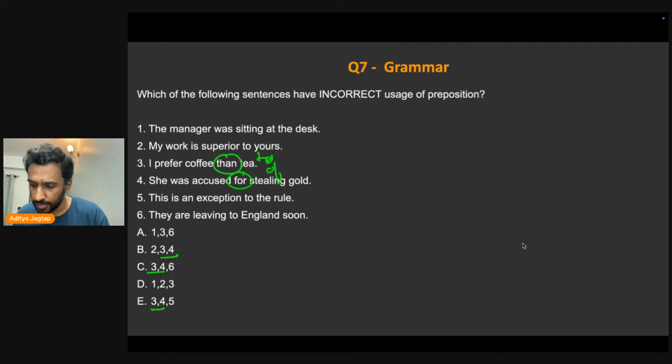So I need to know the remaining sentences as well. This is an exception to the rule. No problem here. They're leaving to England soon. They're leaving for England soon. So 3, 4, 6. These are incorrect ways to use prepositions, right? So C is the right answer in this case.